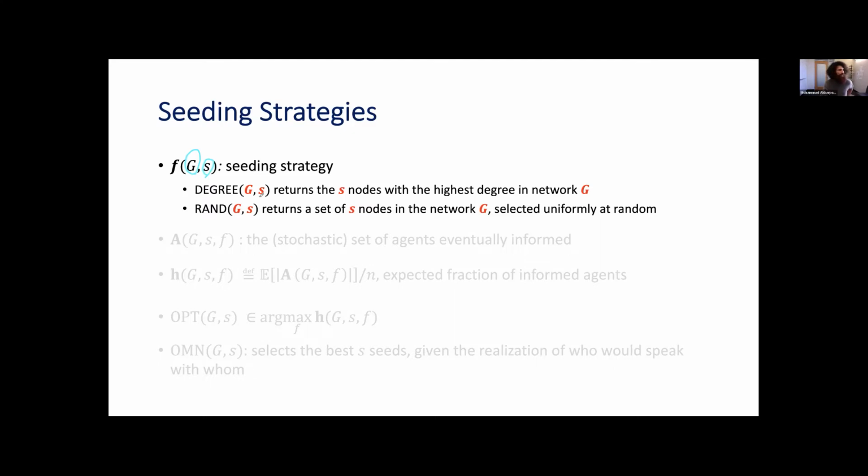One example is degree: pick the top S nodes in terms of how many friends they have.